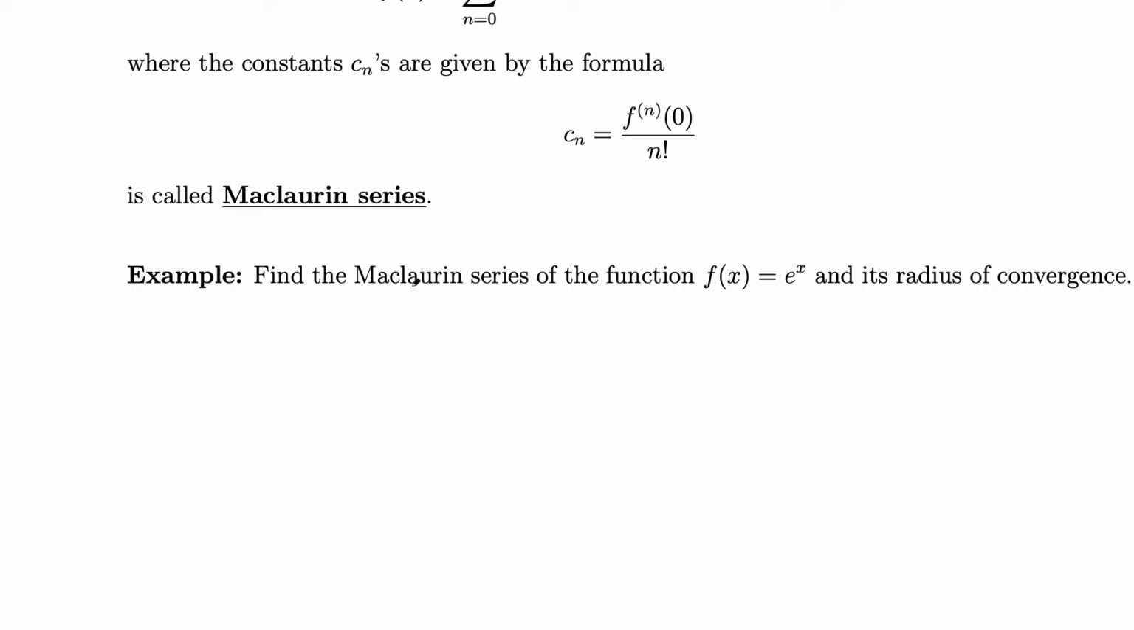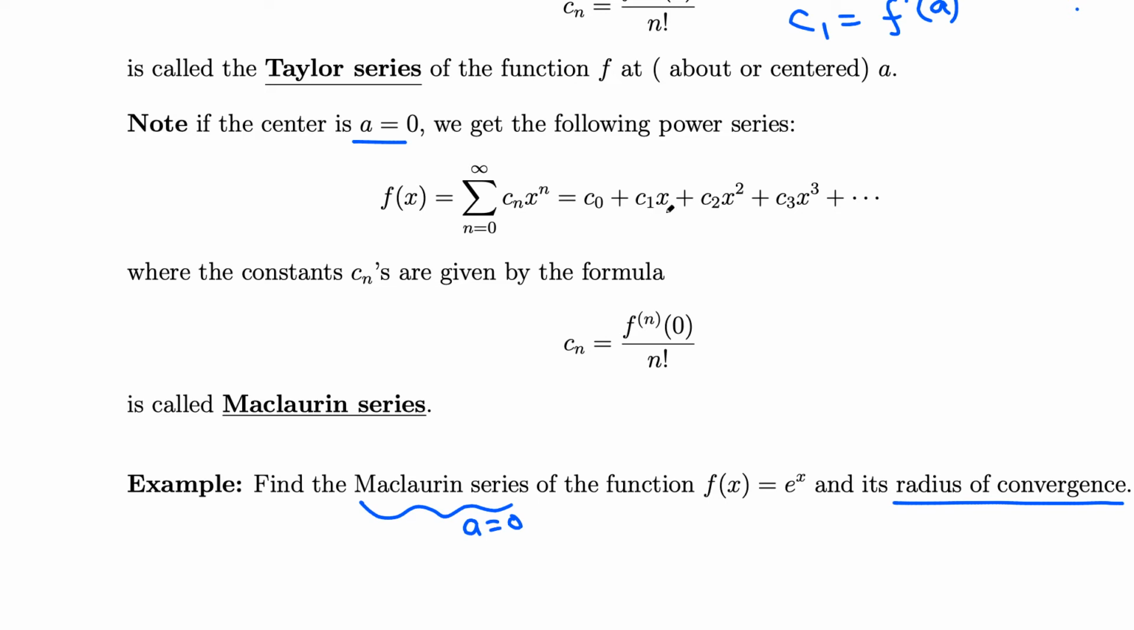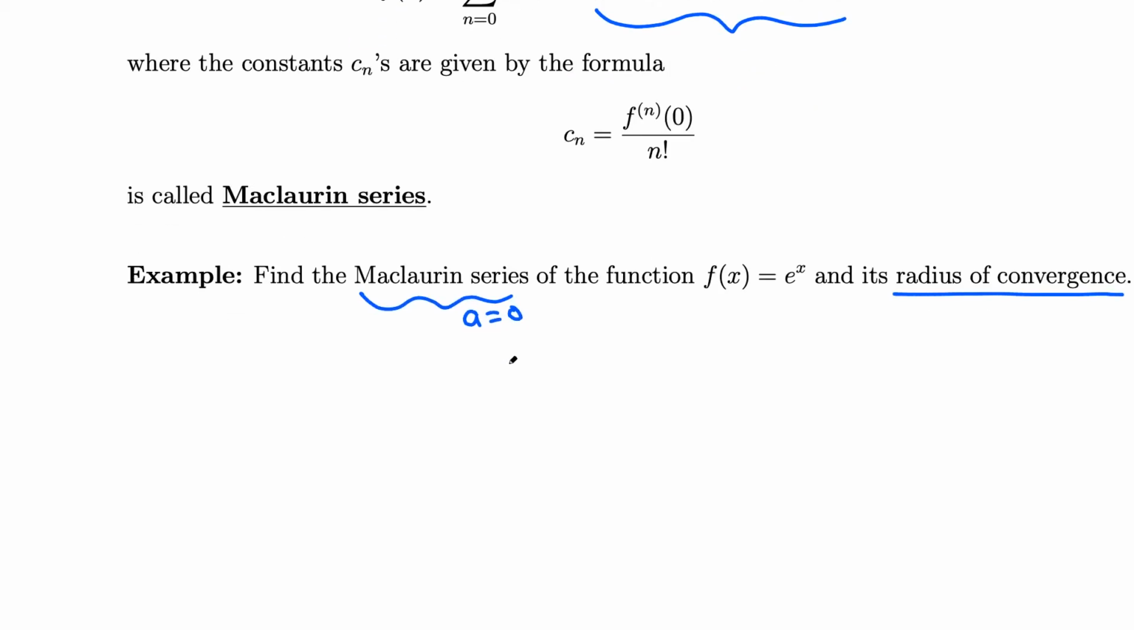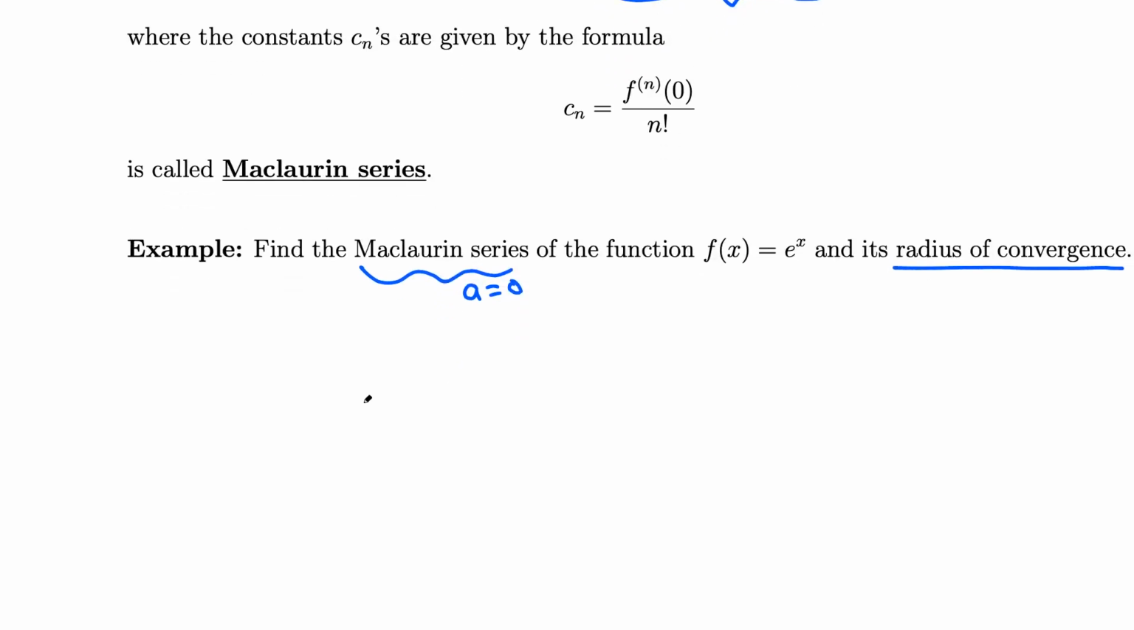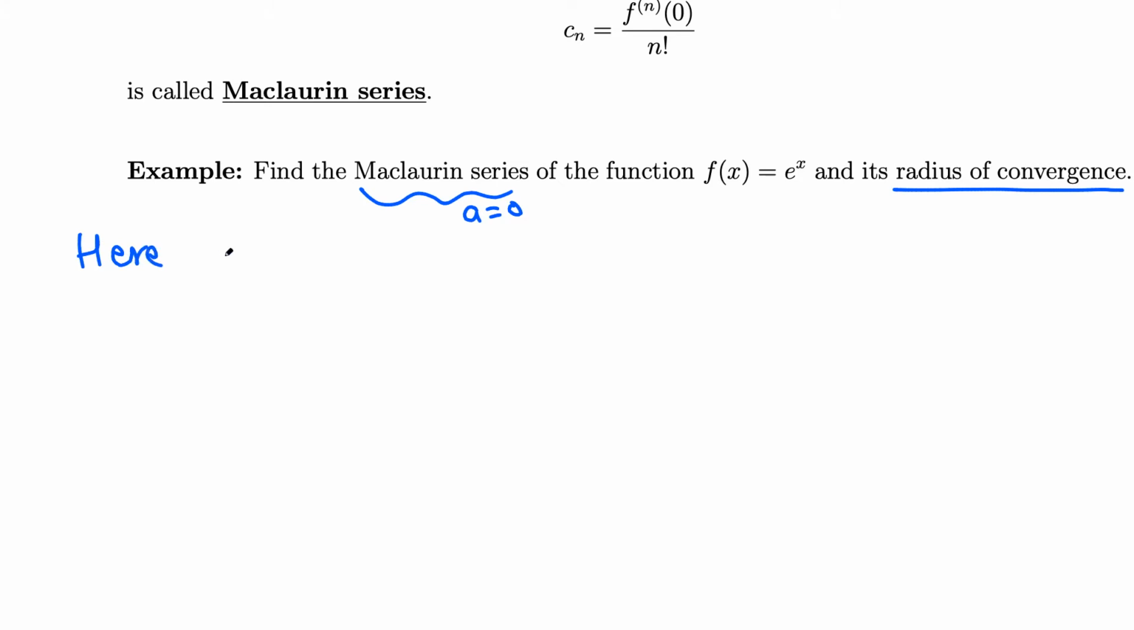Okay, here's an example. Find the Maclaurin series, that means the center is 0, of the function e^x and its radius of convergence. And we learned in the previous section how to find radius of convergence. Let's do it. So the Maclaurin series, if you look here, c0, c1x, c2x squared, c3x cubed, and as soon as we see a pattern, we may be able to write this in closed form. So we need to start finding these constants. So I would start writing here f(x), the function is e raised to x.